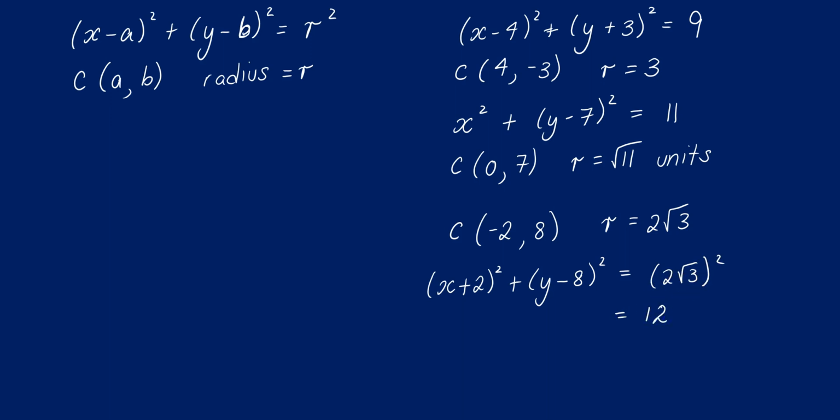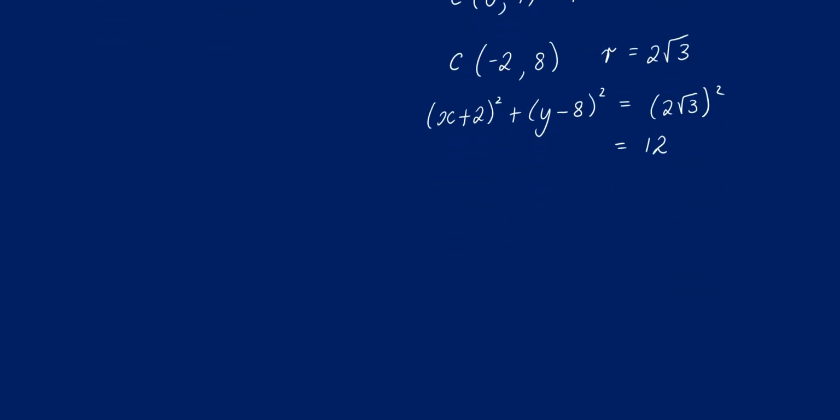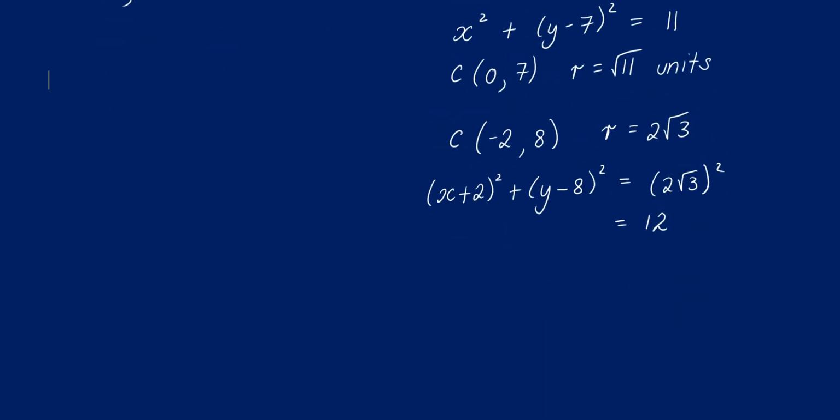Okay, so pretty simple. And how I give you this information can change a little bit. So I can be a little bit sneaky. So I could now say, find the equation of the circle that has center (2, 4) and passes through the point (negative 1, 6). How do we do that?